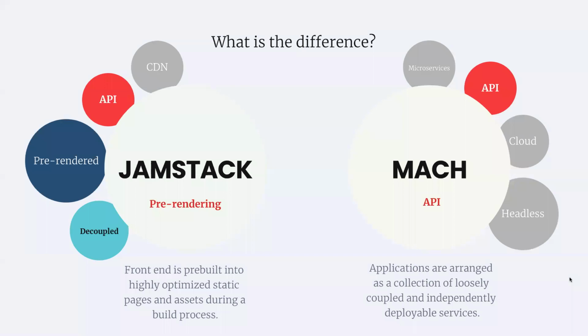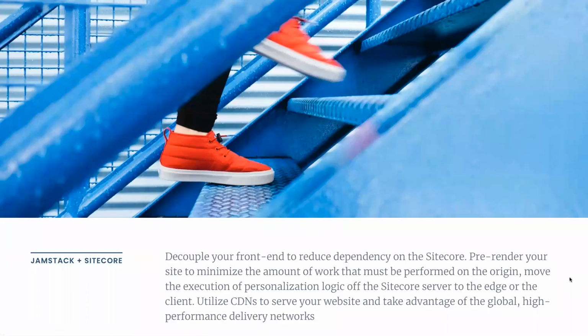So I wanted to touch upon that as well. And now, with all of that introduction, let's talk about Jamstack and Sitecore, right? In order for us to do this in Sitecore, what do we need to do? We need to decouple the front end to reduce dependency on Sitecore, and pre-render your site to minimize the amount of work that must be performed on the origin, and origin is just the backend server. Some people in the audience might not like to use origin. They like to use backend server. Origin is your origin server where everything is served from.